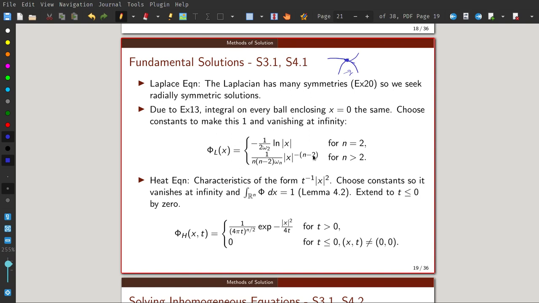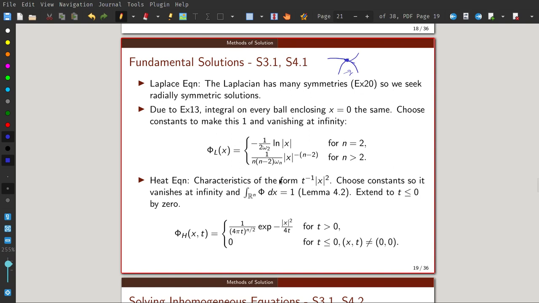Okay, so that gives us these fundamental solutions for the Laplace equation. Our approach is slightly different in the heat equation. Instead of looking for radially symmetric solutions, we look for solutions that are radially symmetric in the space coordinate, but in the time coordinate, we have a certain invariance of solutions. Right? So if you have a solution to the heat equation and you scale it in the right way, then you end up with another solution of the heat equation.